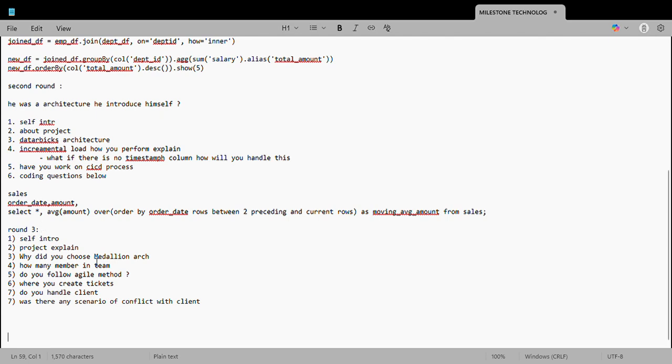This also went like this. Again I got questions in the same pattern: self introduction, project explanation. In the project I said we used medallion architecture. Then he asked why medallion and what is the use of medallion architecture. Then he asked about my team and what I do on a daily basis. Do you follow the agile method? Where do you create tickets, how do you get assigned, and how does the flow go?